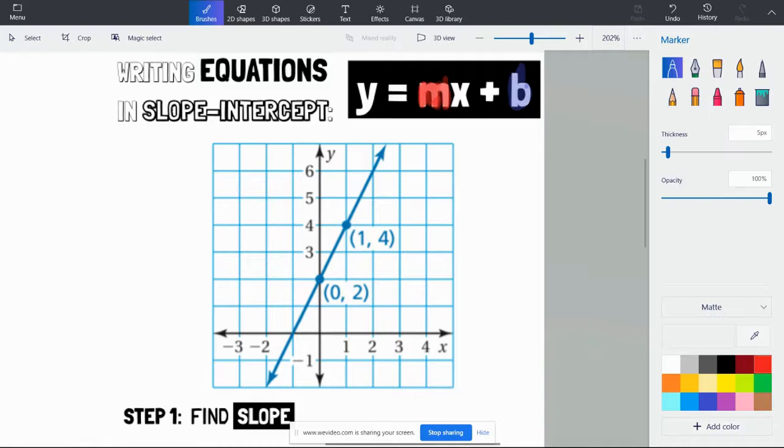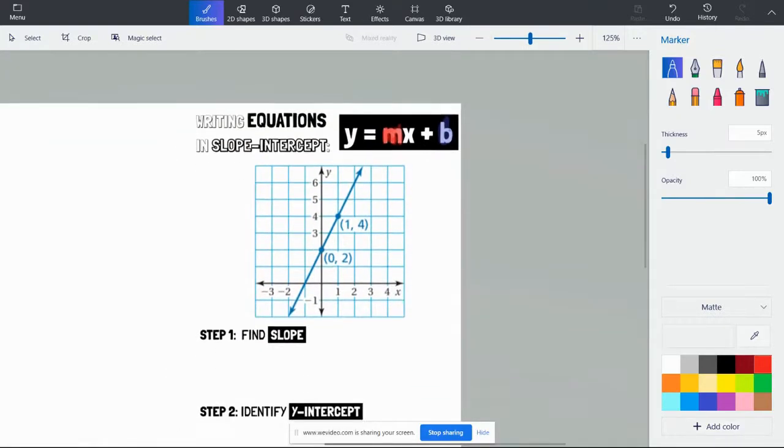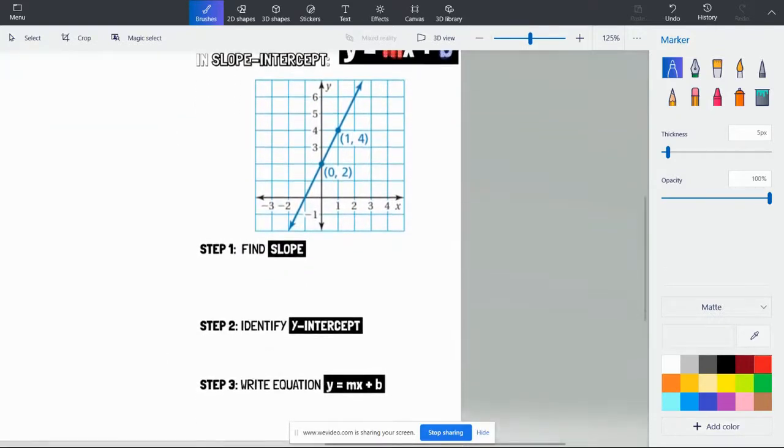So if we're looking at this line right here, I'm going to zoom out a little bit so we can look at the line while we're doing this. This line starts at (0, 2) and goes up to (1, 4). There are 3 steps to find an equation of a line in slope-intercept form. The first step is just to find the slope. You all know how to find slope from a line. Hopefully. If you don't, then definitely go back and review that.